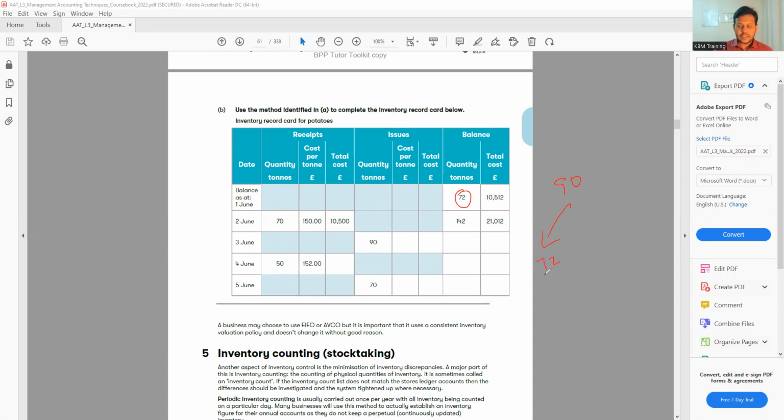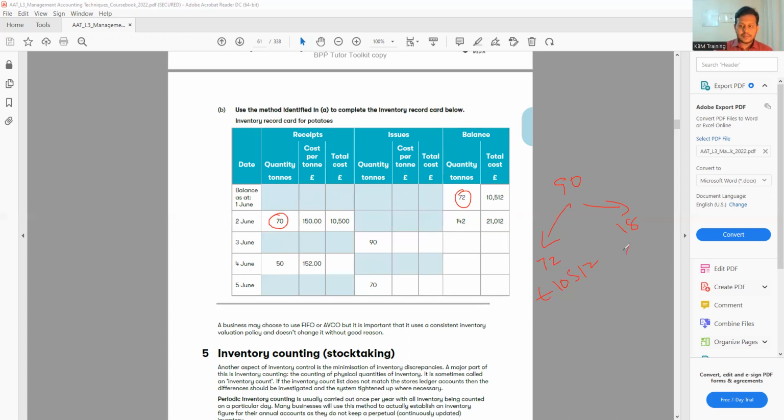And this 72 gave me a cost of 10,512. I still need some units. How many units do I need more? So 90 minus 72, I still need 18 units. And these 18 units, I'm going to take from where? From this 70. So from this 70, I'll take these 18.